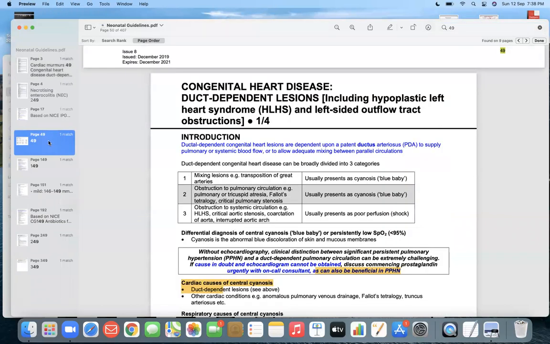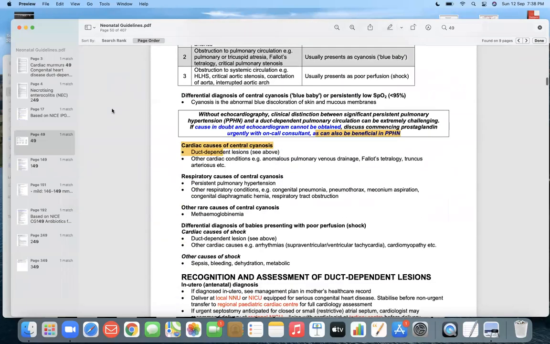So the blood pressure becomes, if the lower BP, the lower limb BP, is less than the upper limb BP, then we should be thinking of coarctation and these conditions.